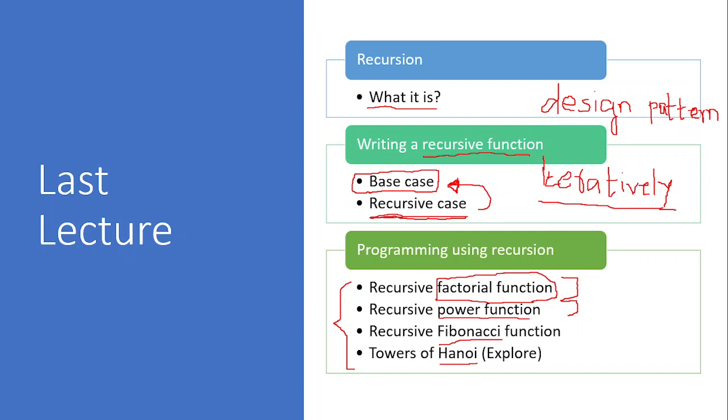Then we solved at least four different problems using recursion. We calculated the value of the factorial of an integer recursively. We determined the power of an integer recursively. We talked about the Fibonacci function and calculated the Fibonacci sequence recursively. And we also talked about a very important and interesting puzzle called the Towers of Hanoi, and we solved that puzzle using recursion. Okay, so that is what we did in our last lecture.